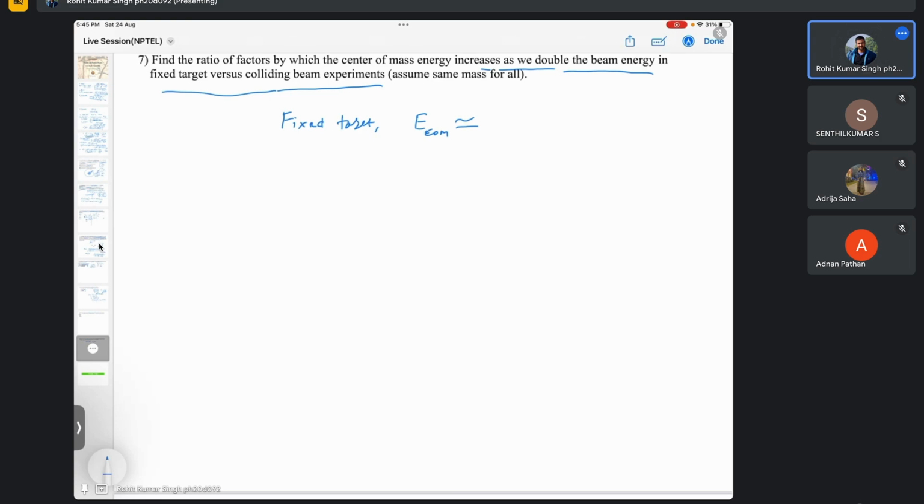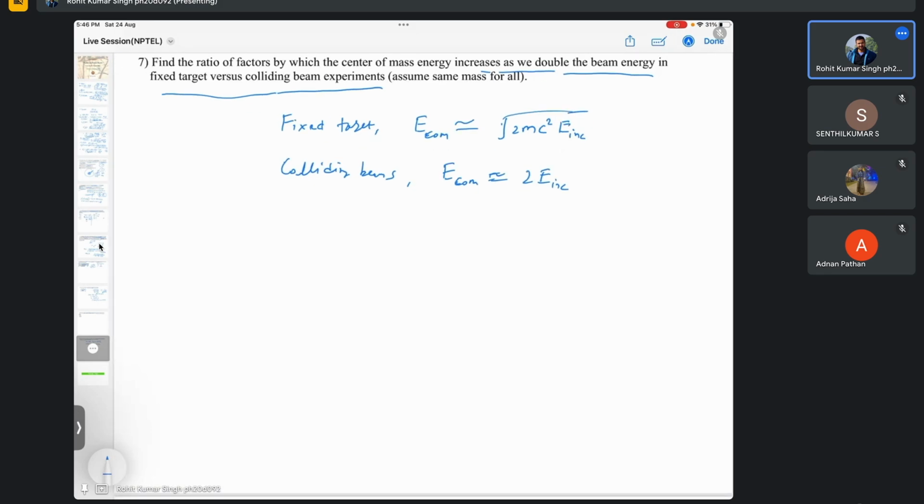It is root of 2 m c square times the energy of the incident beam, and for colliding beams the center of mass energy is simply 2E. So if we double the energy, the fixed target case will have a root 2 factor, and the colliding beam case will have a factor of 2. So this is the ratio: 1 over root 2.